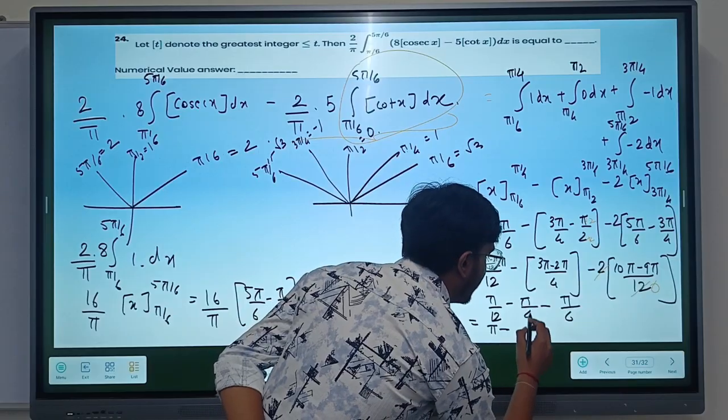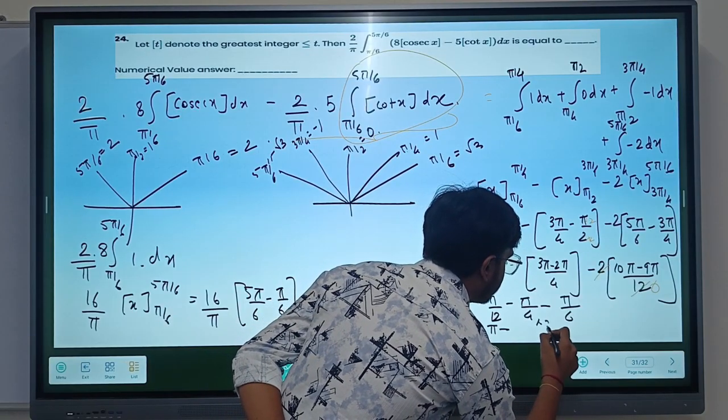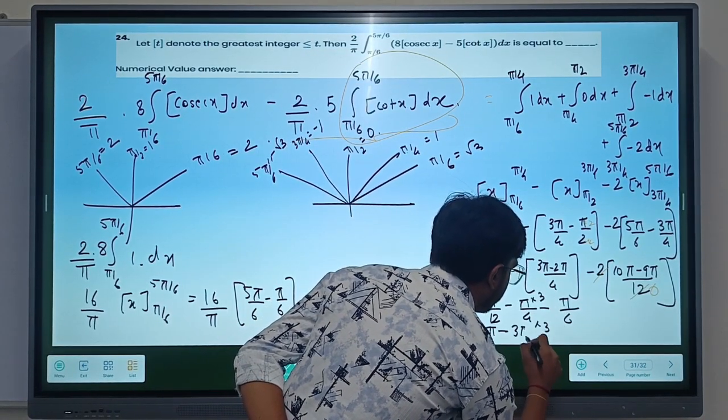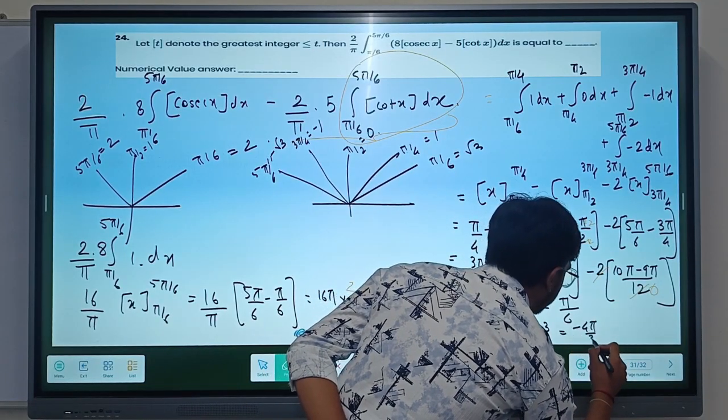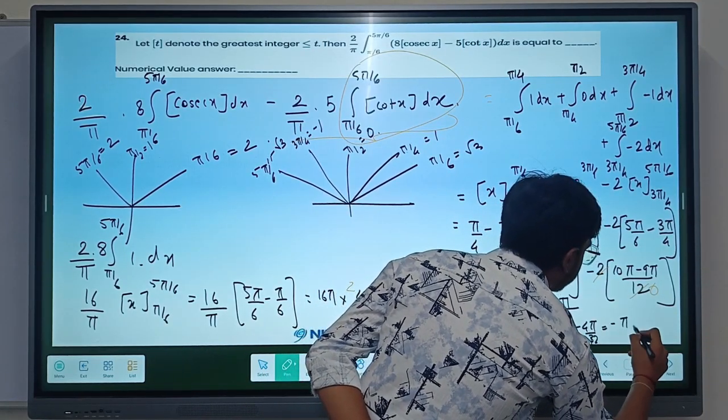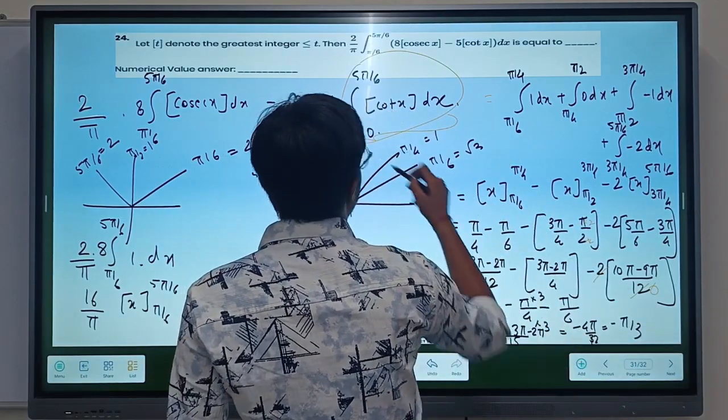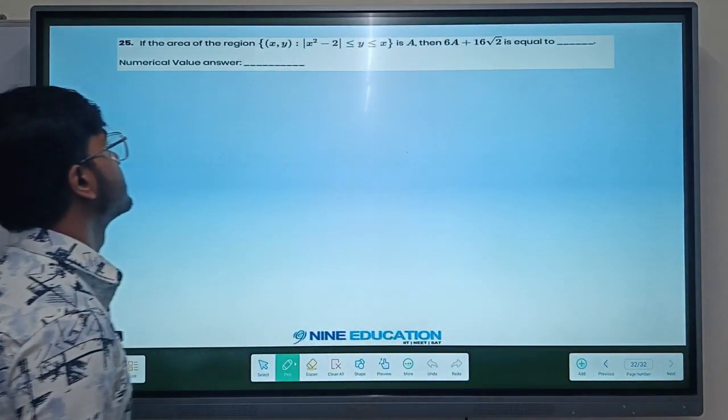So pi minus, multiply by 3, multiply by 3, 3 pi minus 2 pi by 12. So this would be minus 4 pi by 12, that is minus pi by 3. And if you put the values here and calculate, you will get an answer.